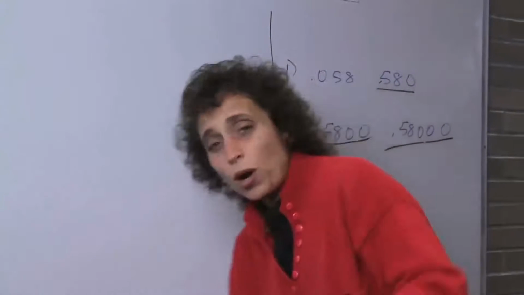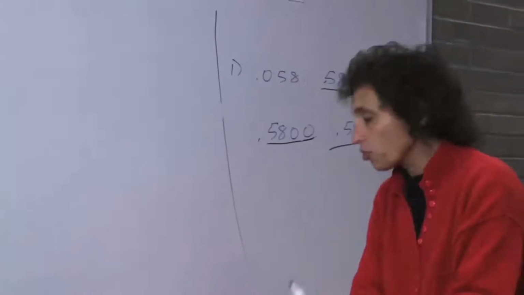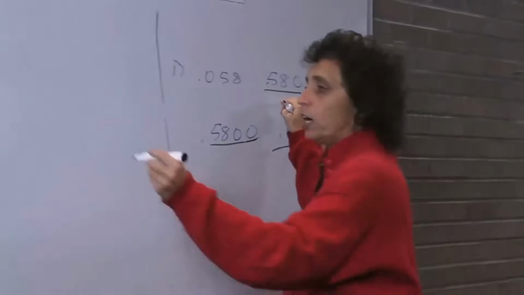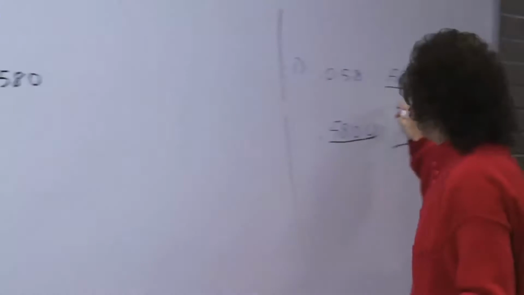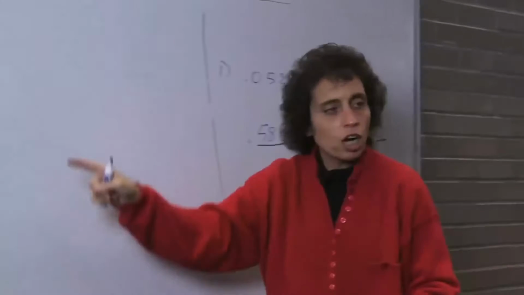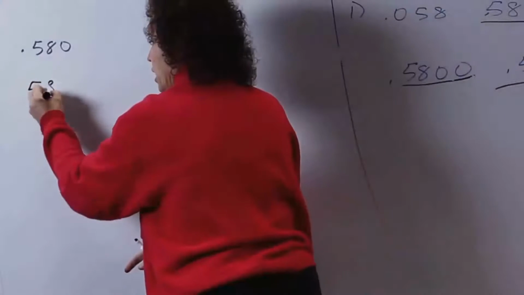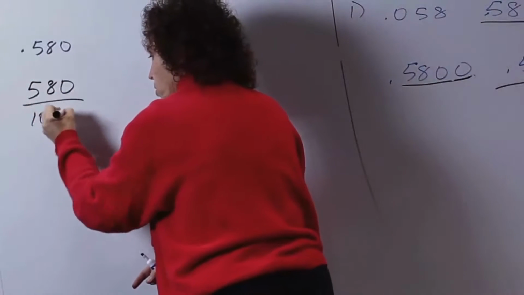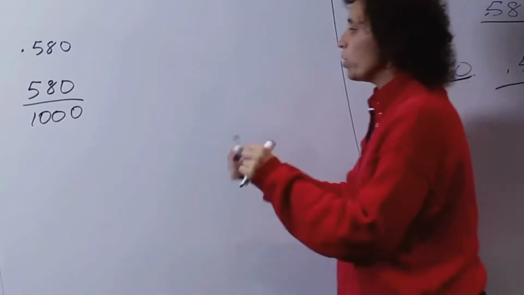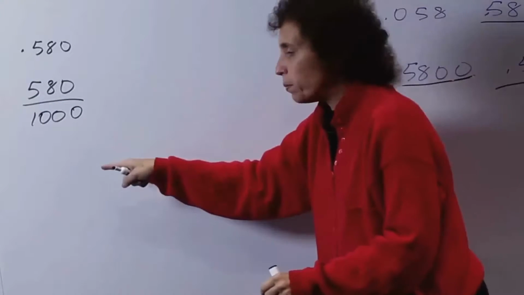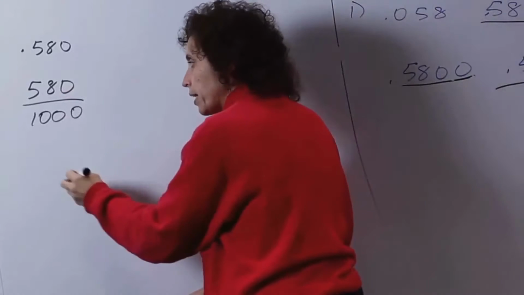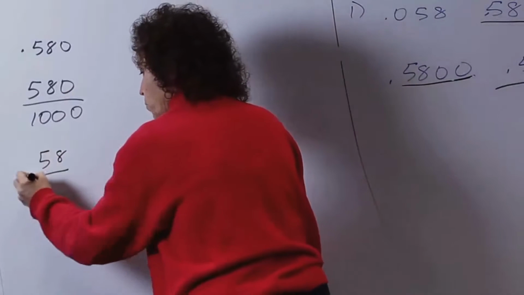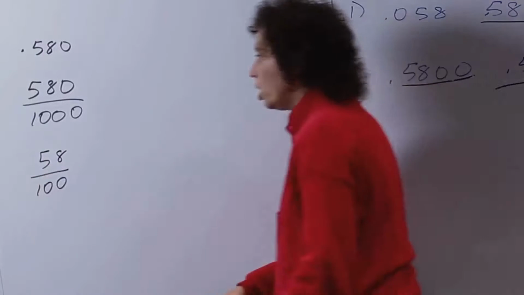The only clear way to understand math is to understand the connection and to look for patterns all the time. Math is all about patterns. So 0.580 is really tens, hundreds, thousands. 580 thousandths over 1,000. Okay, now let's reduce that. First thing I would do is divide by 10. That would take out a 0. Divide the top by 10, divide the bottom by 10. That would take out a 0 and would be 58 over 100.